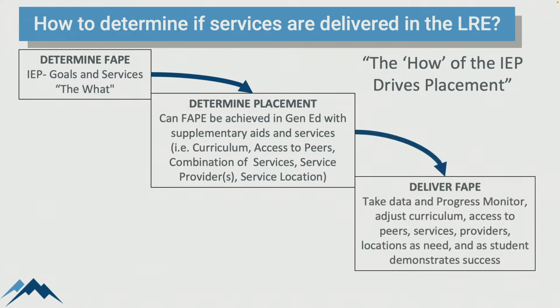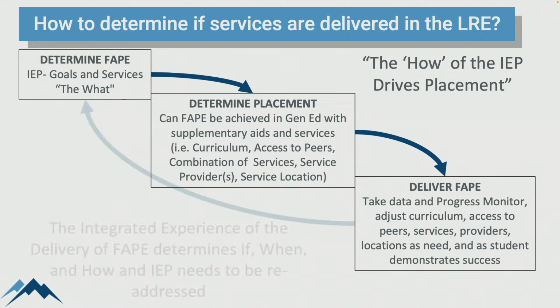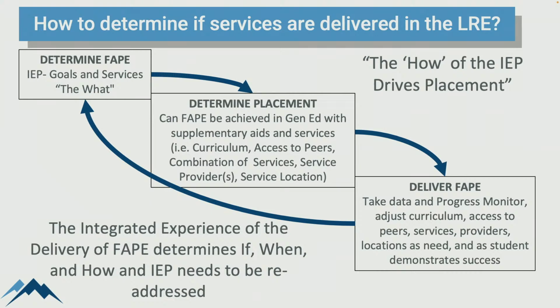We look at it, we monitor it, we take data. And then we go back and examine how did that student do? The integrated experience of delivering that FAPE. Did the student make progress? Did they not make progress? Do we need to change anything in that? And when we do change that, did the student improve? It's this whole process that we go through to determine whether a student's receiving LRE.